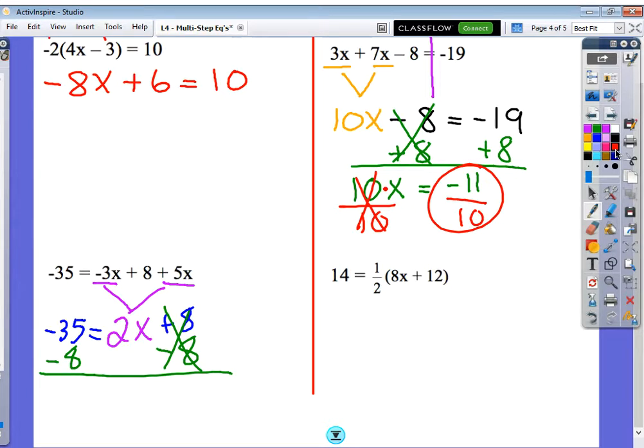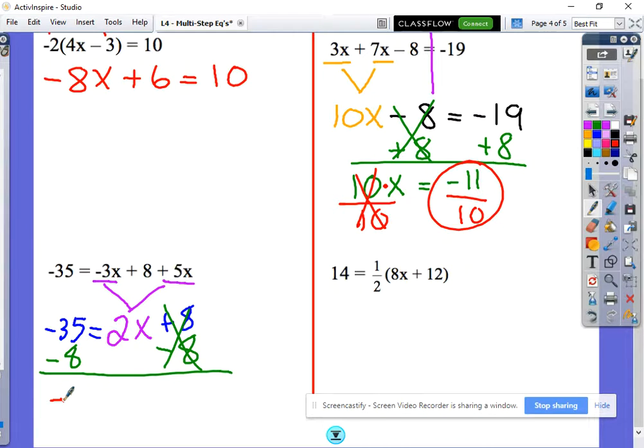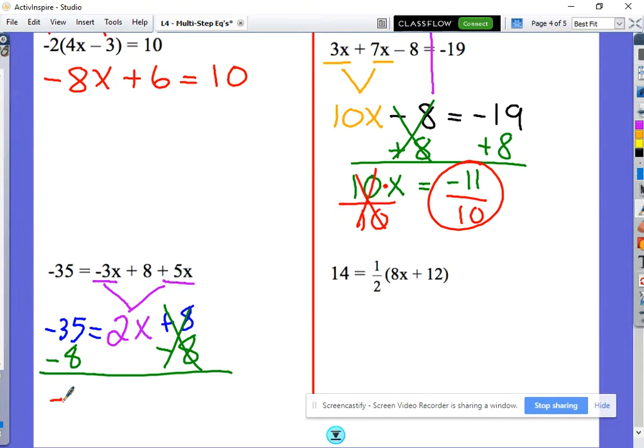You're going to end up with negative. It's going to be more negative. It's like you owe me $35 and then you borrow 8 more. So you're going more negative. You're going to owe me more money. And in this case, you're going to owe me negative 43. Okay? So negative 43 equals 2x.